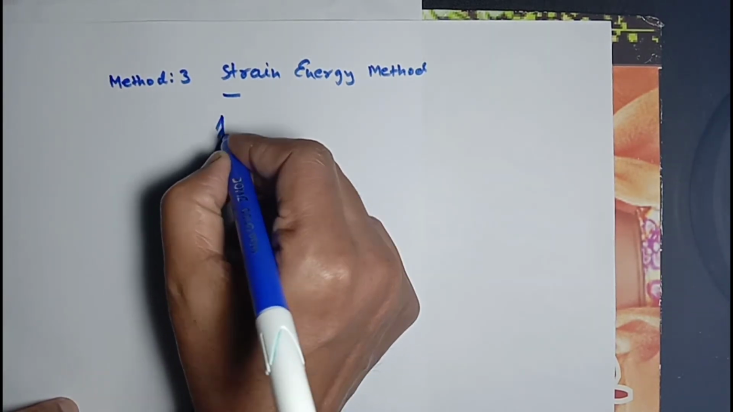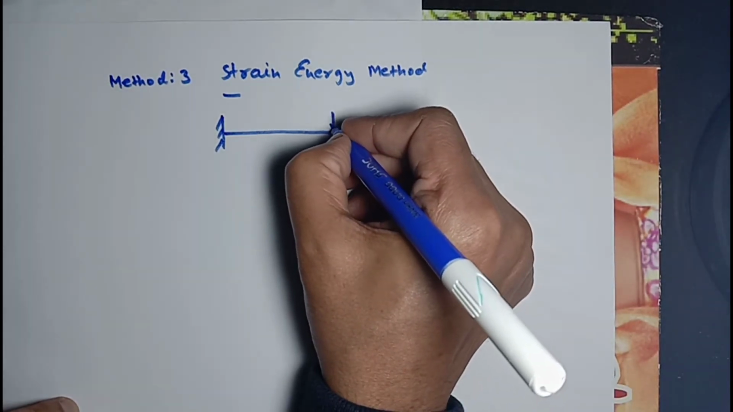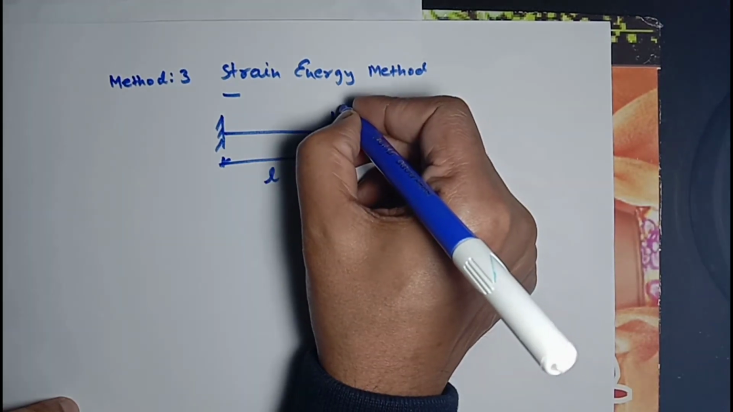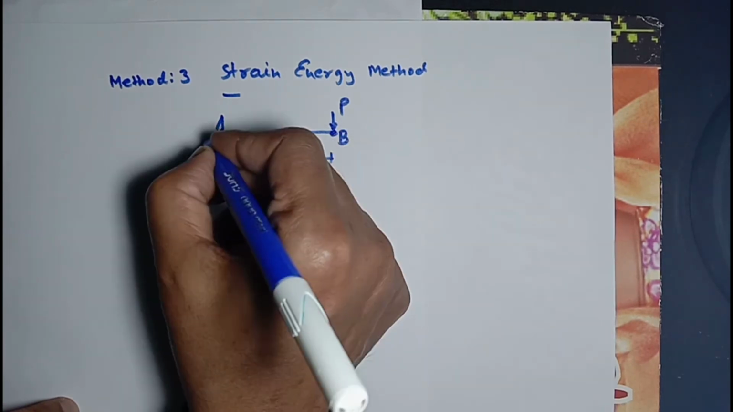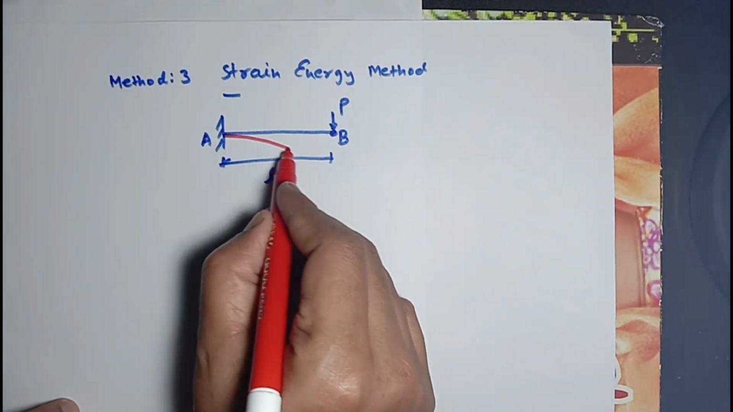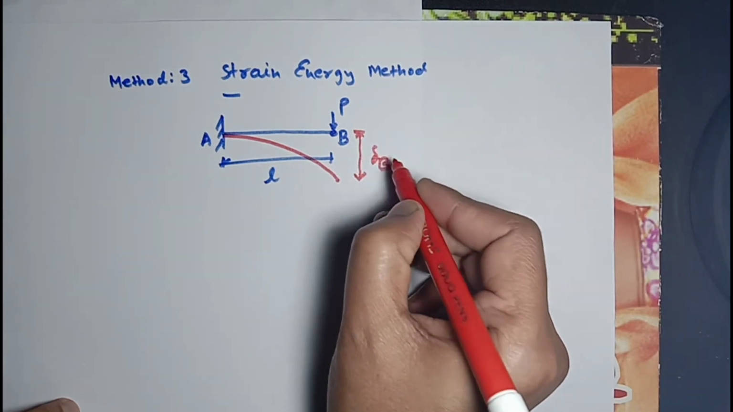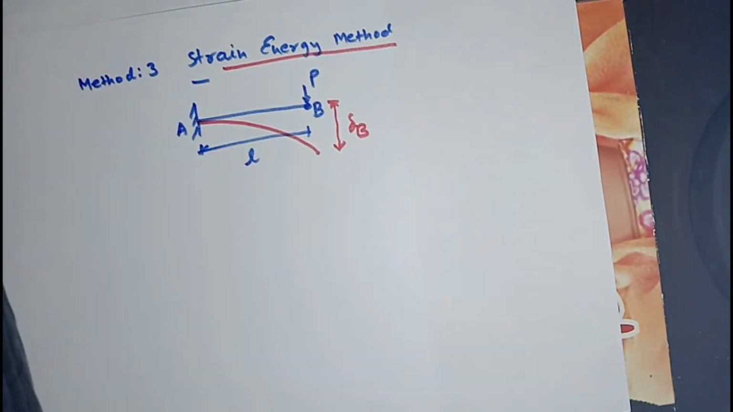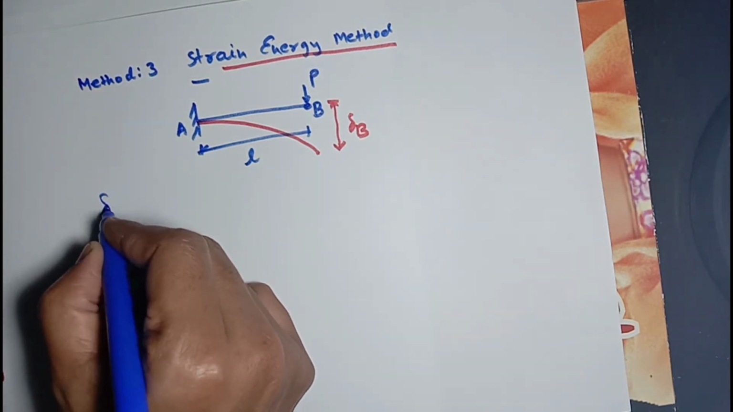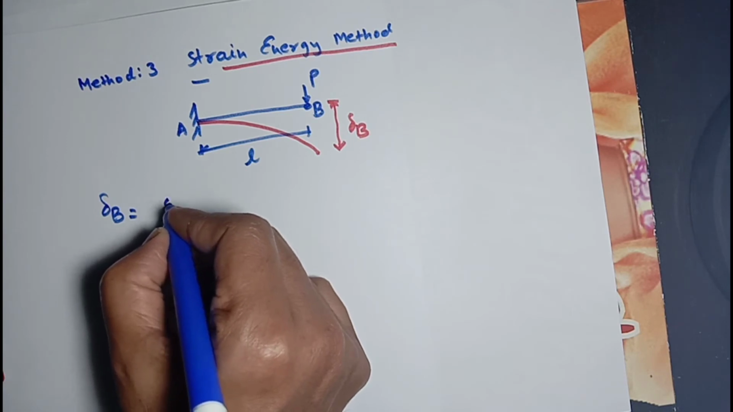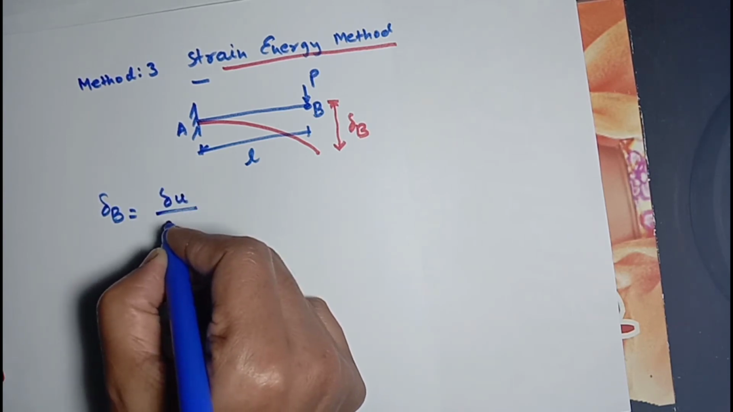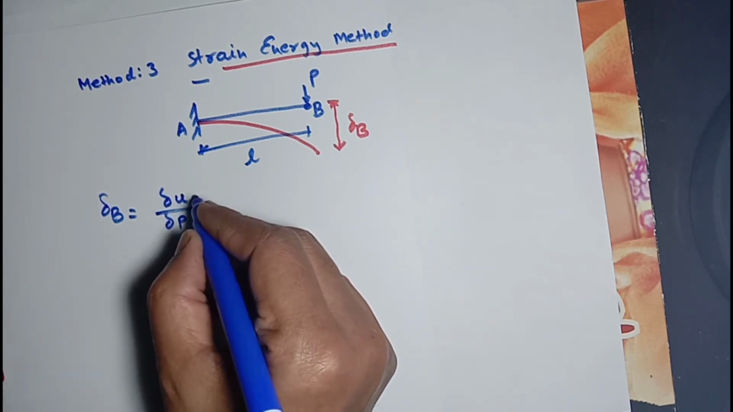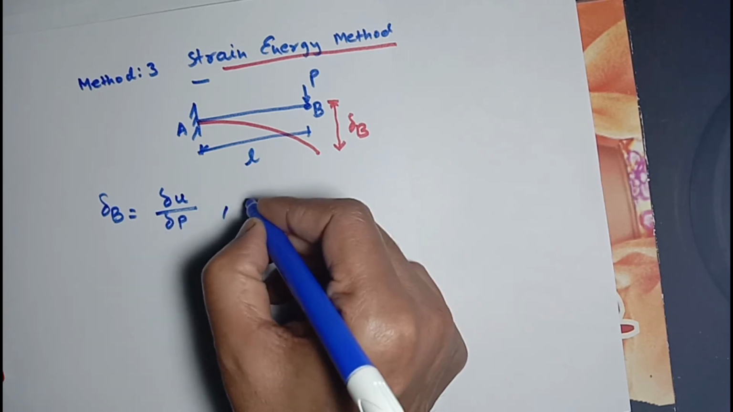As you know, the problem statement is the same. A cantilever beam having length L, loaded with point load P at its tip B, and our objective is to find the deflection delta B, but using the strain energy method. In the strain energy method, you need to find the strain energy, and the deflection delta B is the rate of change of strain energy with respect to load. Delta B is the differentiation of strain energy U with respect to load P.